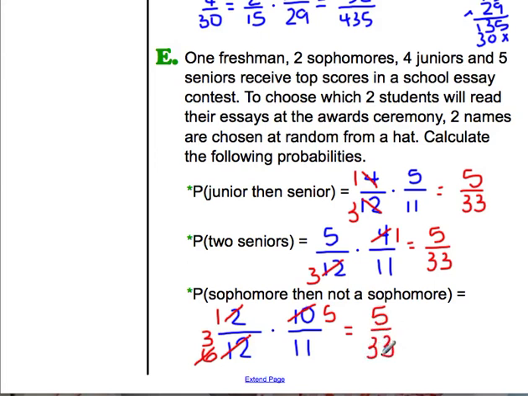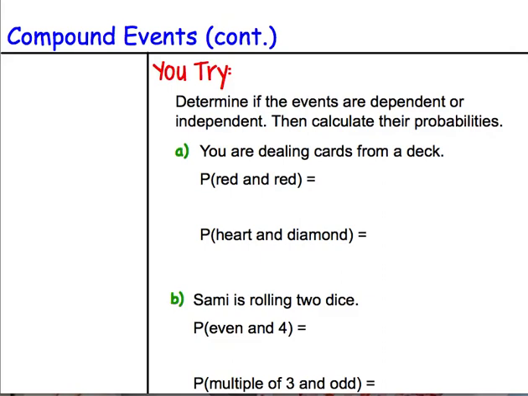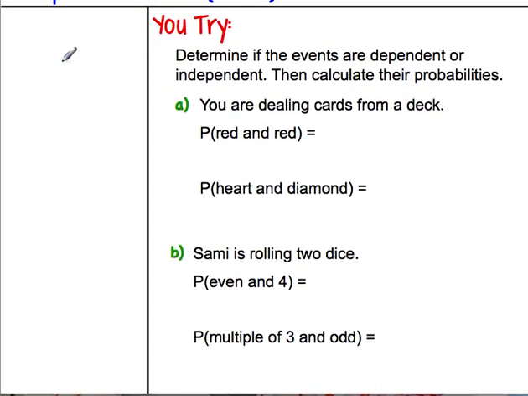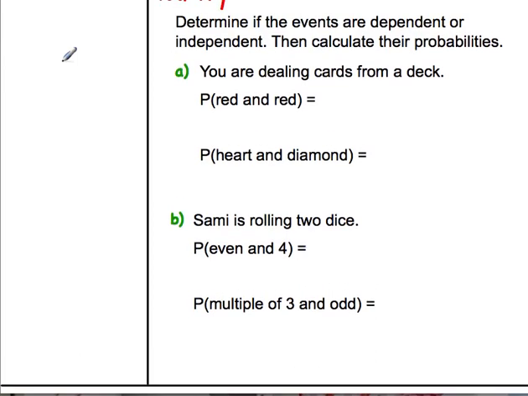How crazy is that? Your job now is to go ahead and try these you-try problems and determine if the events are dependent or independent. You can just write a D or an I next to your notes, and then calculate their probabilities.